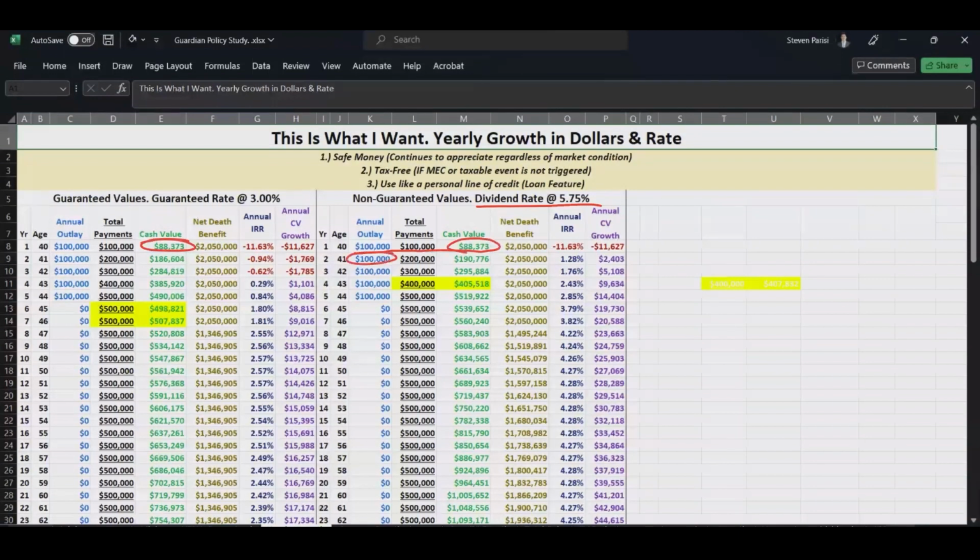You pay in $100K. It was 88 and change. Now it's worth 190 and change. So what this means is you got your $100,000 back in year 2, plus a little bit more. Here's the exact dollar amount, 2403, which comes out to an annual internal rate of return of 1.28%. Break-even point is in year 4 in this particular case. And there's the IRR over time.